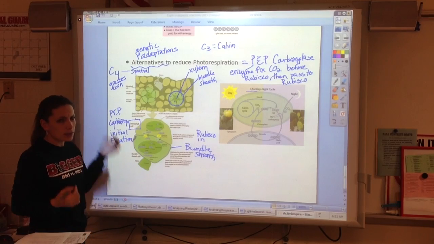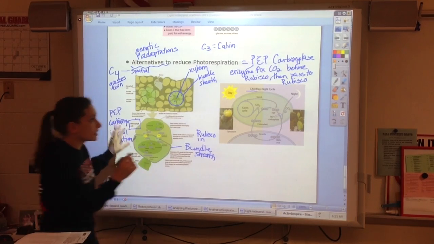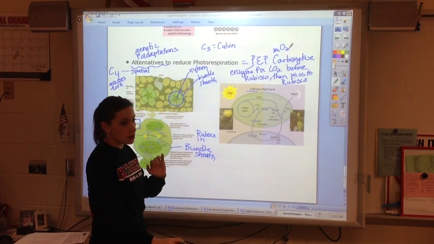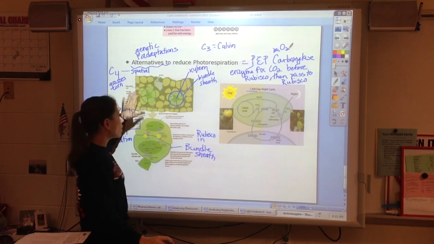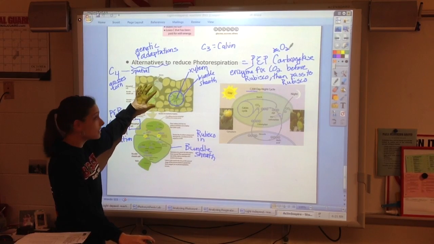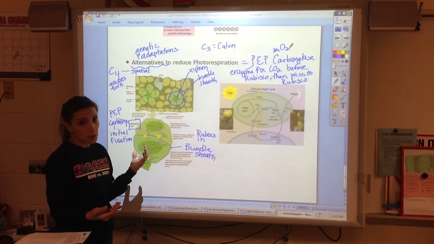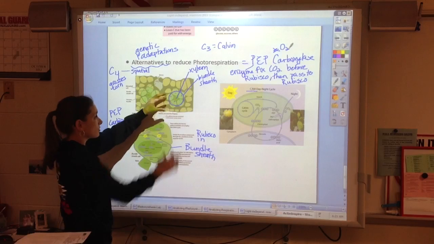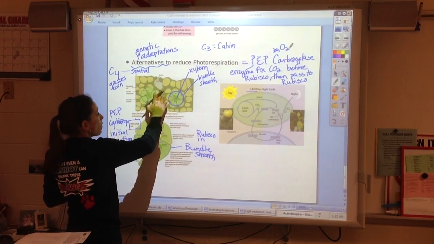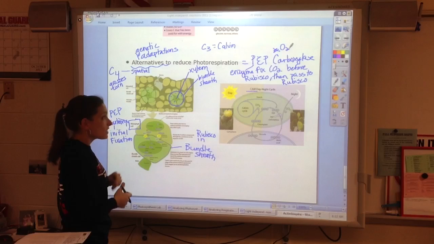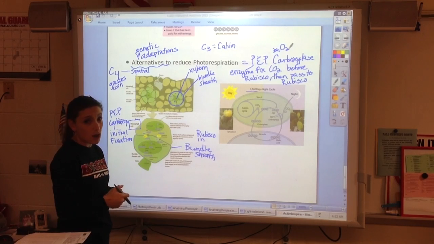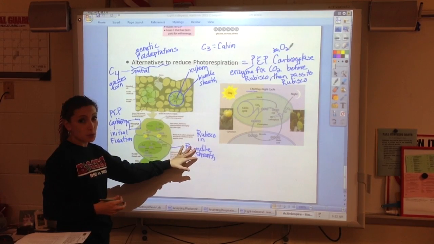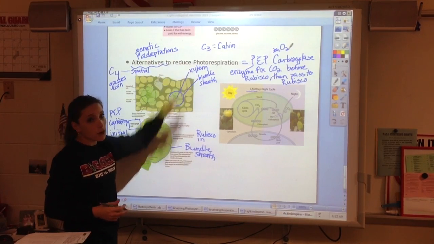So how does this help? How does having a second enzyme help? Well, PEP carboxylase has no affinity for oxygen. So it will never bind oxygen, it will only bind CO2. So no matter how high our oxygen concentration is in the mesophyll, PEP carboxylase will never bind it. If we keep rubisco in these cells that are a little closer together, not near as much of the gas spaces, then we're reducing the amount of oxygen that rubisco is exposed to. If we reduce the amount of oxygen rubisco is exposed to, then we reduce photorespiration.